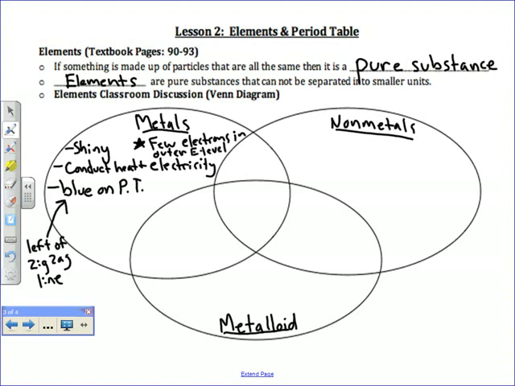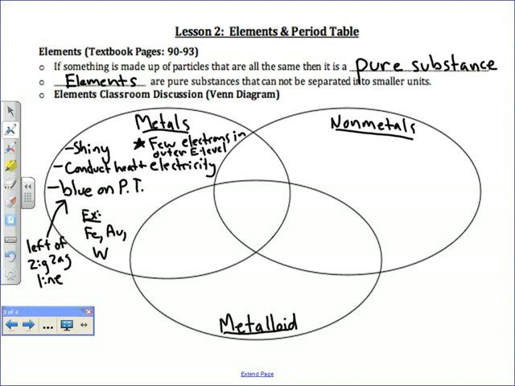Some examples of metals are iron, also gold. Iron is Fe, gold is Au. You'll probably start to learn these symbols or abbreviations. And W is tungsten. And Mr. Milsna said that his ring is made out of tungsten.